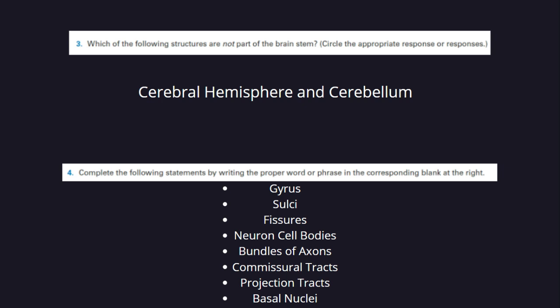Number 4. Complete the following statements by writing the proper word or phrase in the corresponding blank at the right. Our answer is gyrus, sulci, fissures, neuron cell bodies, bundles of axons, commissural tracts, projection tracts, basal nuclei.